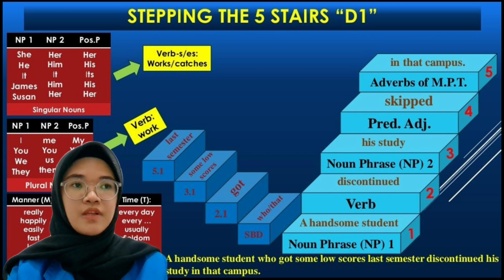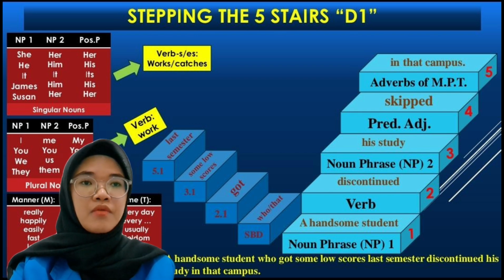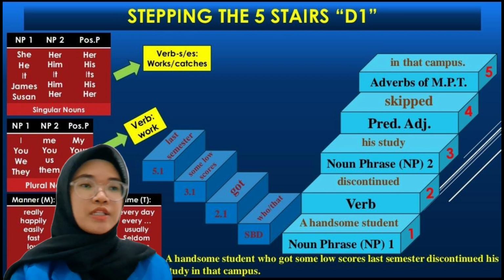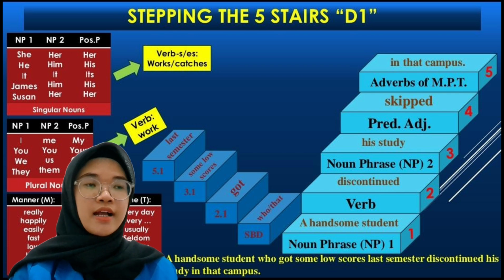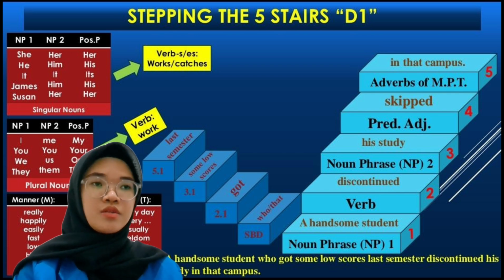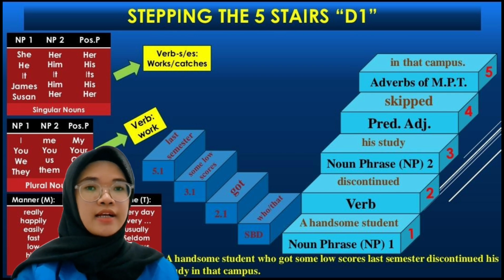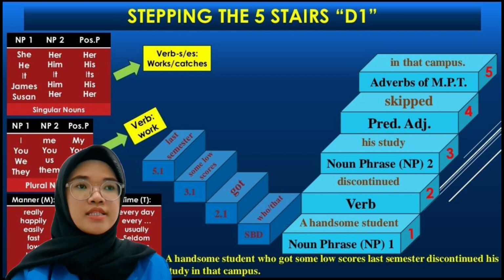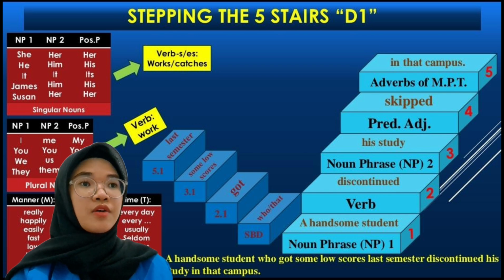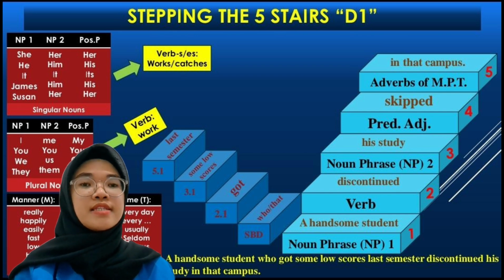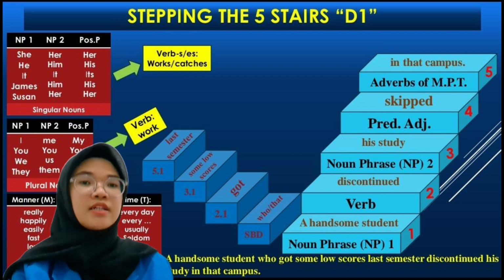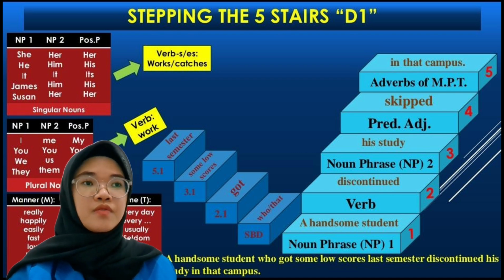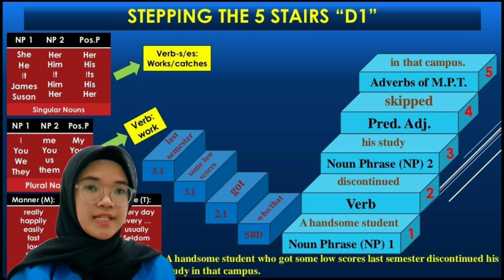And for the next, we can go back to look at the independent stairs. Bisa lihat kembali ke tangga yang besar. Di situ ada kata yang untuk tangga kedua, we have the stairs 2. It is discontinue. Why we put discontinue in the stairs 2? Because discontinue is a verb. It is the verb for the sentence and the verb for the independent stairs, especially stairs 2.